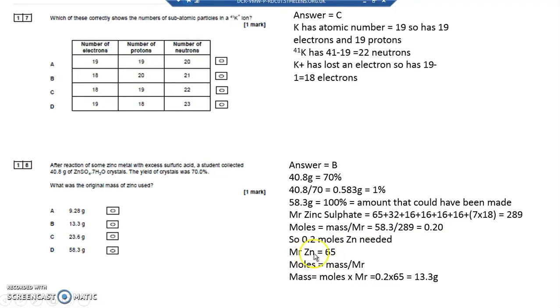Mr of zinc is 65, look that up in a periodic table. Moles is mass divided by Mr, so mass is moles multiplied by Mr. 0.2 moles multiplied by an Mr of 65 is 13.3 grams. My answer is B.